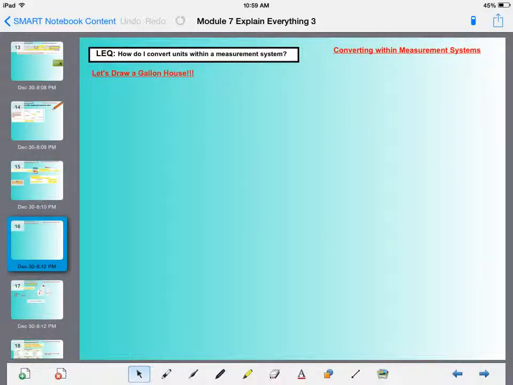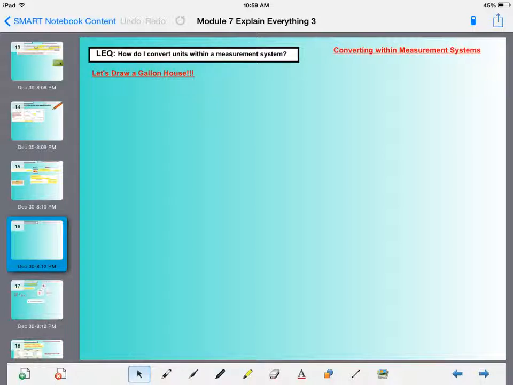In class, we also had a really nice time drawing the gallon house, and I told you guys that the gallon house was really simple, and you are going to have the reference sheet with the conversions and the conversion factors on there, and so you really don't have to memorize it. But with something like these kinds of units, where you're talking about pints and quarts and cups and gallons, those are pretty standard, and so we should know those.